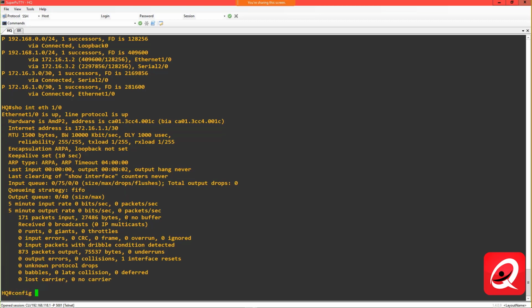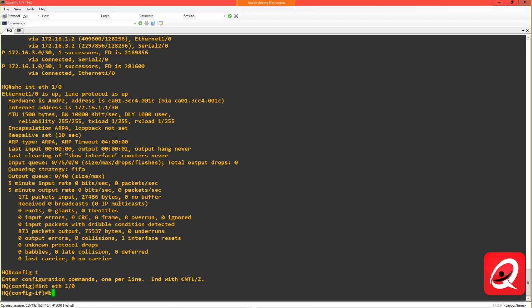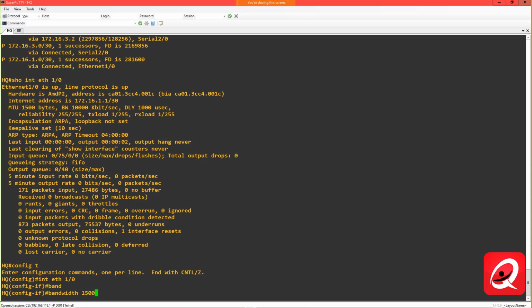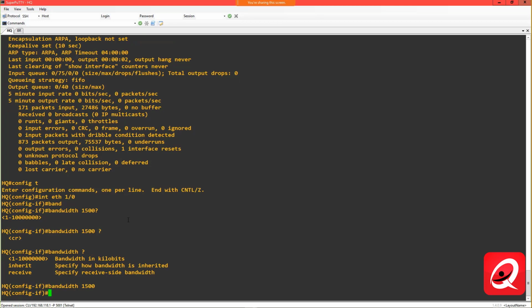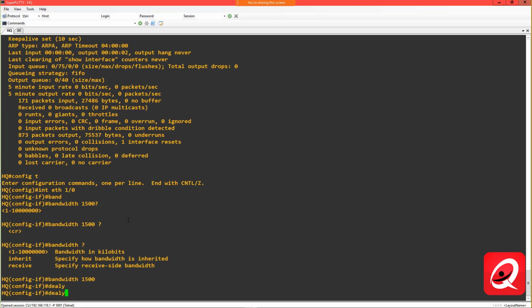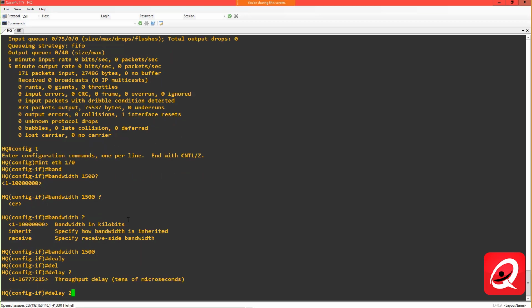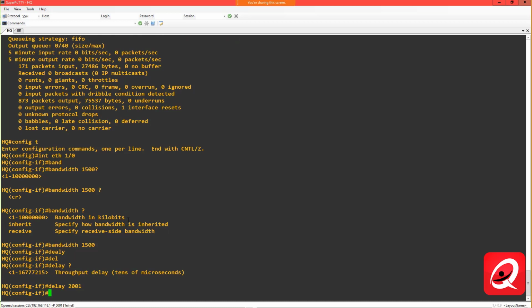So if I wanted to, I could simply come into interface Ethernet 10, and change the bandwidth to something less than the serial link, notice the bandwidth is in kilobits per second. And I change the delay, which is in tens of microseconds, by the way, to something higher, then that path should no longer be preferred. The best I can do on adjusting the delay is in tens of microseconds, because the input data is in tens of microseconds. So by putting a delay of 2001, I'm actually setting a delay of 20,010.